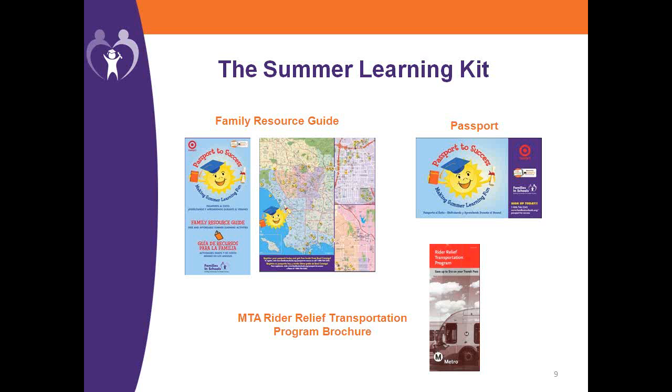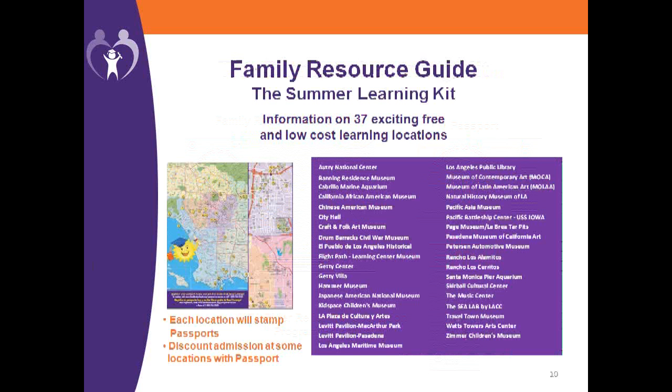Obviously you see the cover, and you see one side of the Family Resource Guide, which is like a map, and I'll talk a little bit more about that. The second piece is the passport itself, and this is the booklet that families will be able to have stamped at the various locations. And then last is a new piece to the Summer Learning Kit, and that's the MTA Rider Relief Transportation Program. And I'll talk a little bit more about why that is such an important piece of this kit.